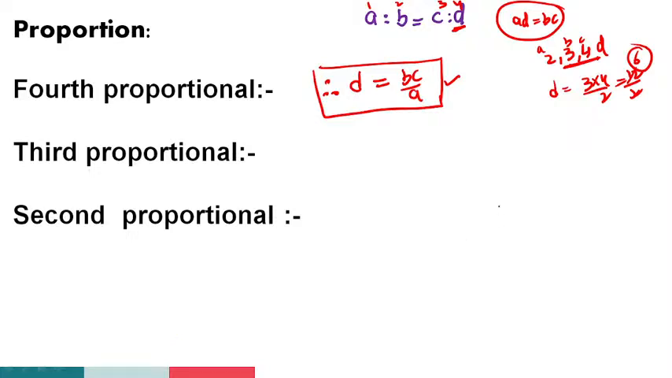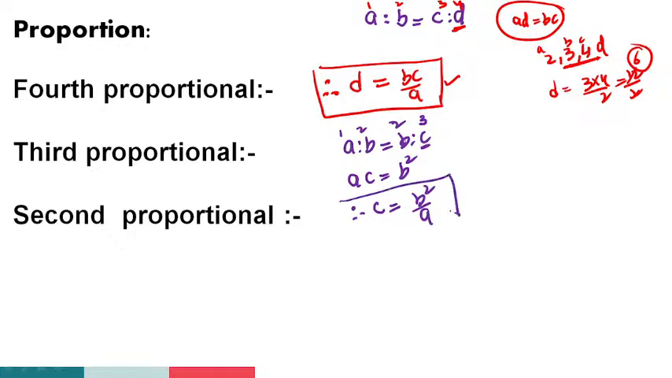Next, coming to the third proportion. A is to B is equal to B is to C. D is not needed here. 1, 2, 2, 3. We have to find out the C value. The proportion formation is AC is equal to B into B, B square. Third proportion means we have to find out the C value. C is equal to B square by A. So this is the third proportion formula.